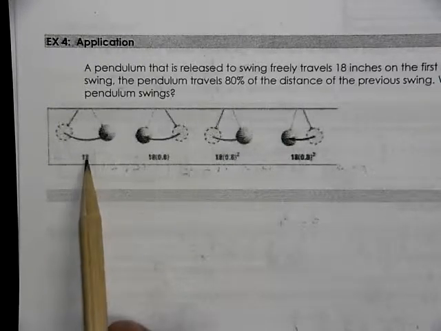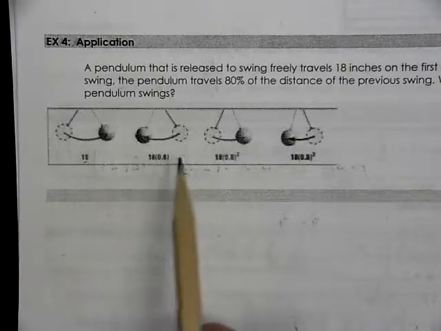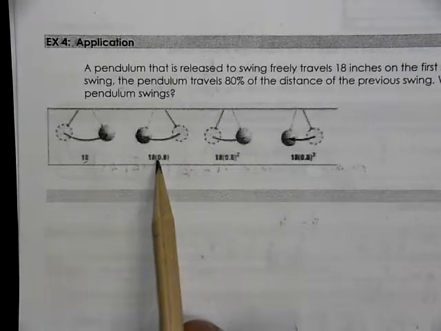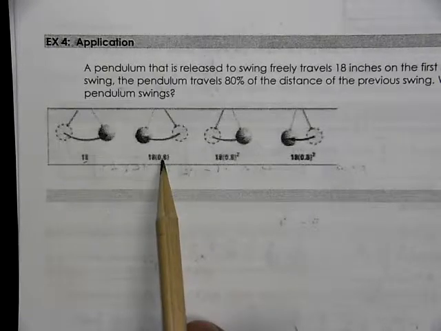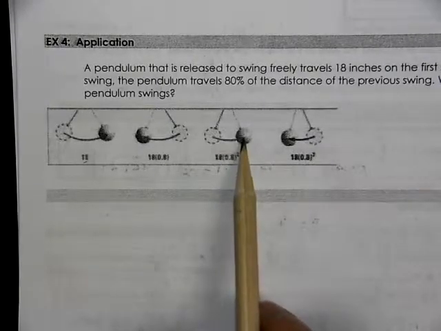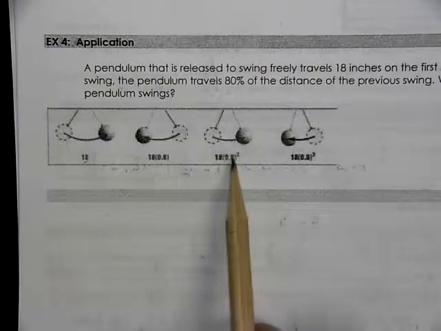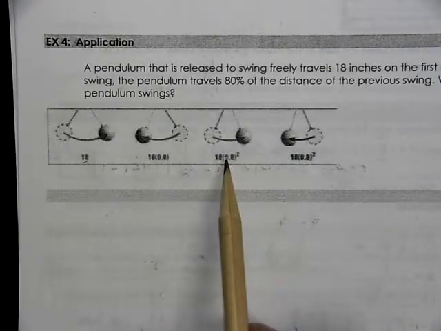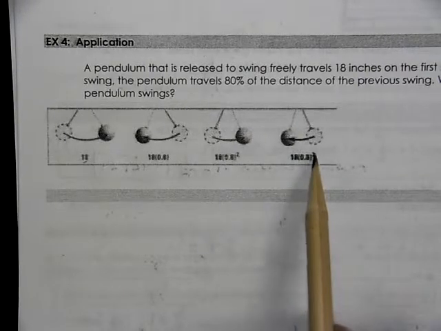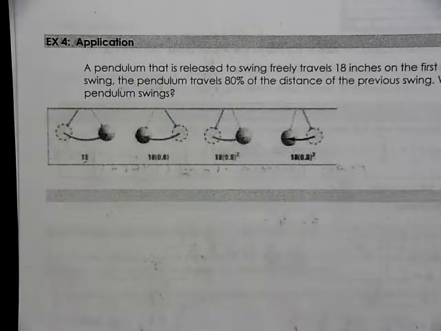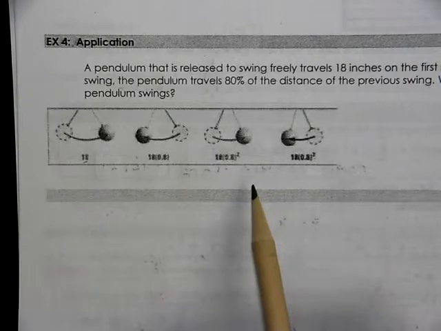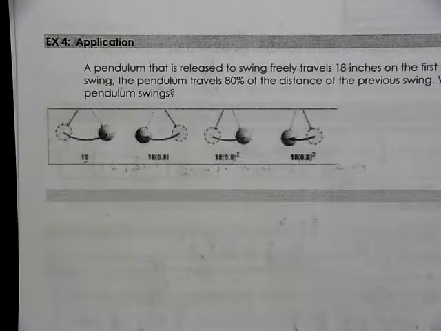So on the first swing, this shows that it's going to travel 18 inches. On the second swing, it's going to travel 80% of that. On the third swing, it's going to travel 80% of that. So they have 0.8 squared, and then 0.8 cubed, and that would continue on and on and on, very similarly like we did up in example 3a. So you go ahead and calculate what the total sum would be.